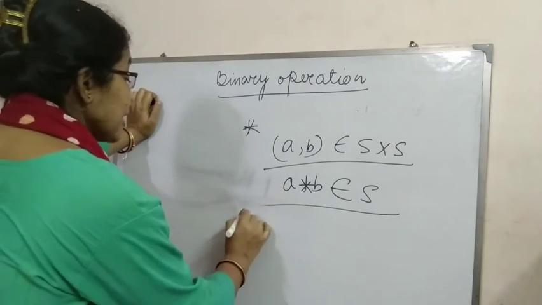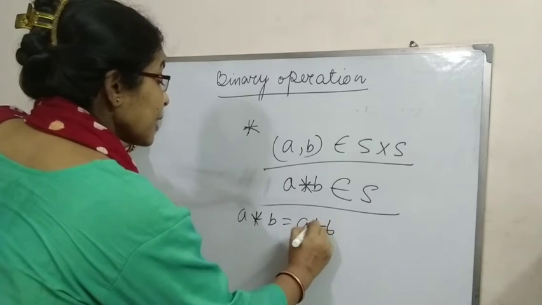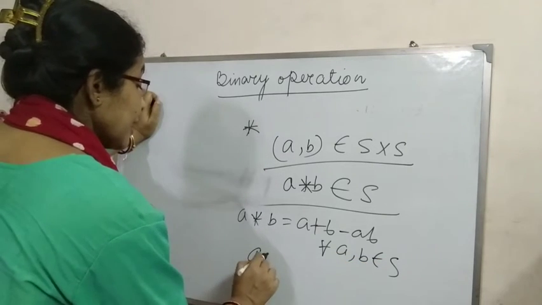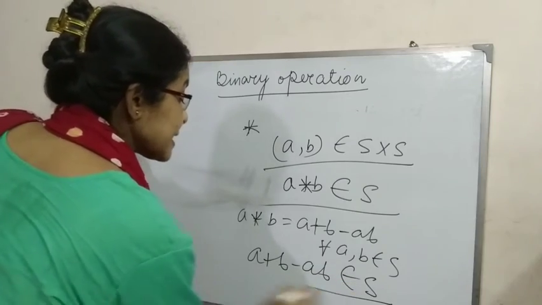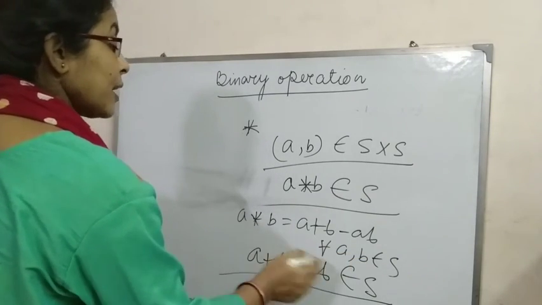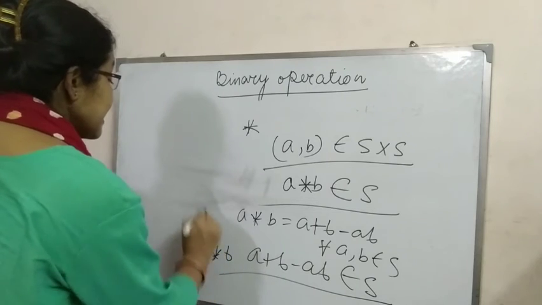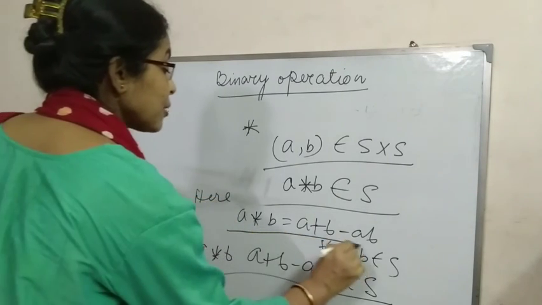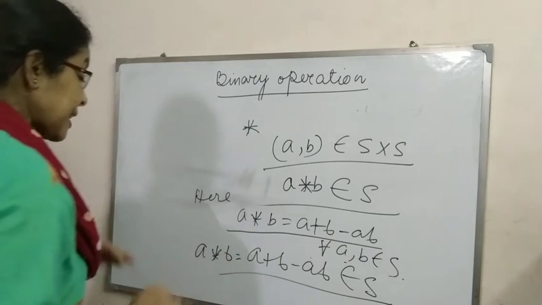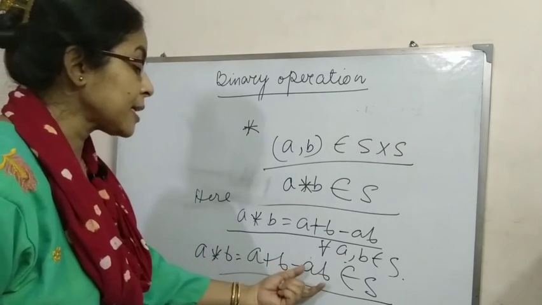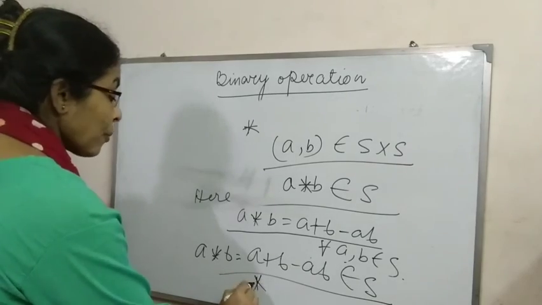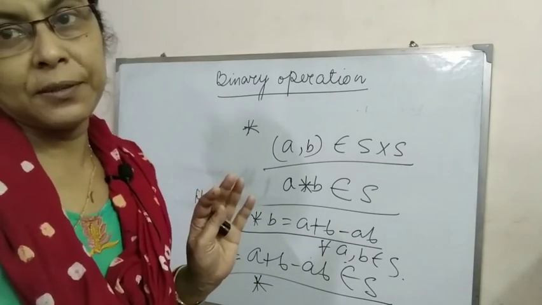If I prove that a operation b, that is a plus b minus ab, for all a, b belonging to S, a plus b minus ab belongs to S, for all a, b belonging to S, a cross b also belongs to S. Here it is given a cross b equals S. For all a, b belonging to S, if I can say a operation b equals a plus b minus ab belongs to S, so I can tell this operation is a binary operation.